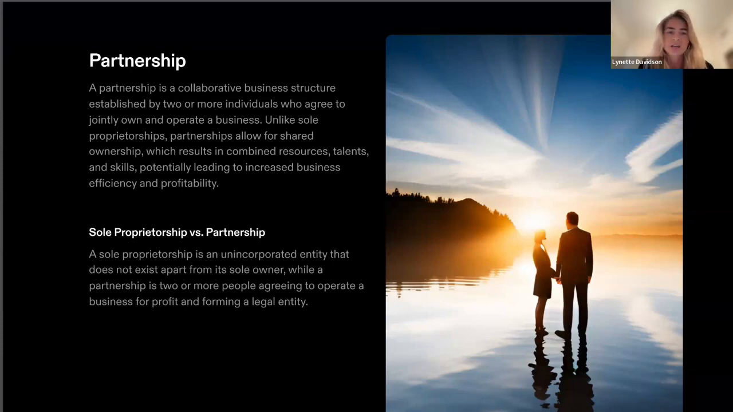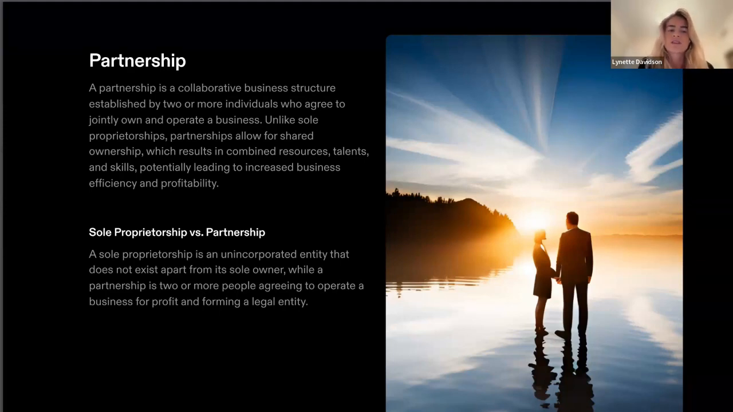A sole proprietorship compared to a partnership: the biggest difference is that a sole proprietorship always has one sole owner, whereas a partnership is two or more people agreeing to operate a business for profit and for forming a legal entity.